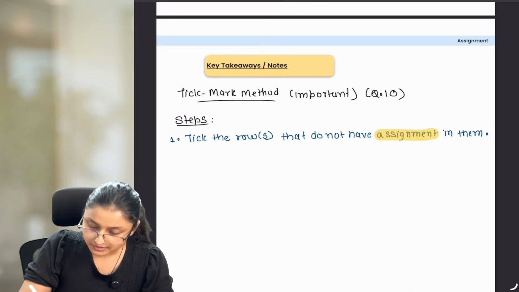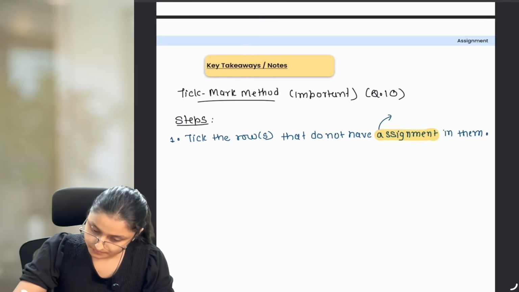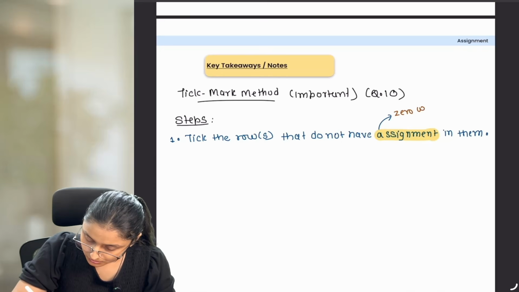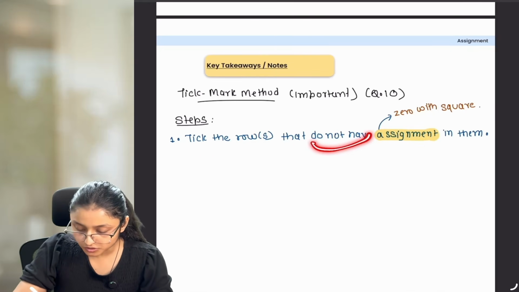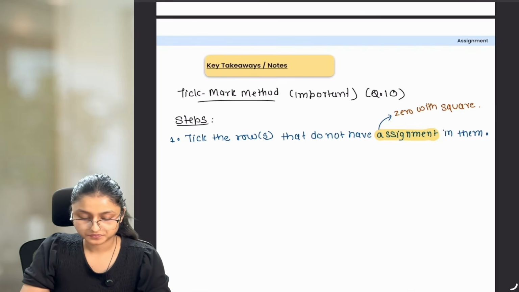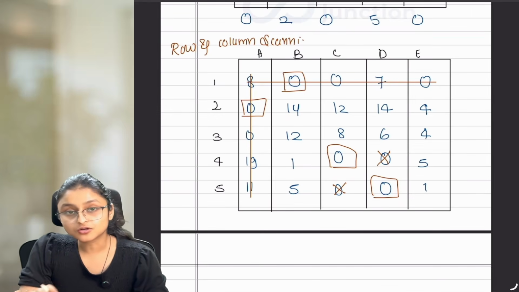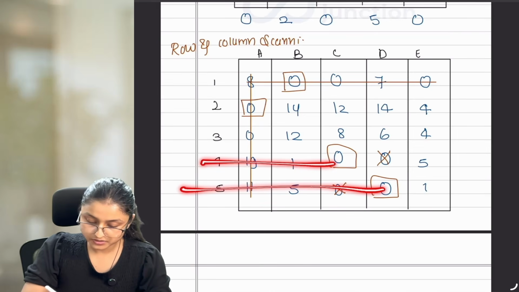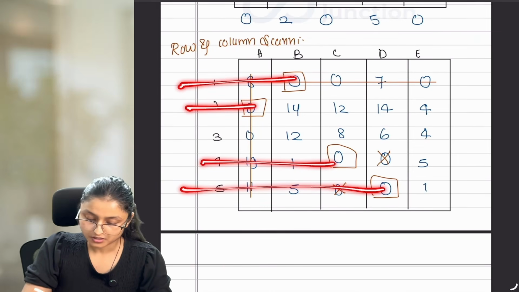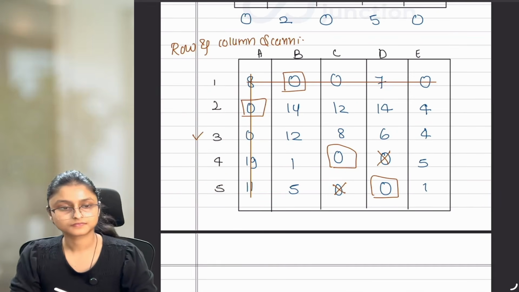Assignment means your 0 with square is assignment, right? So write it down: 0 with square. So when we say tick the row that does not have assignment in it, we want to tick a particular row which does not have 0 with square in it. Let's see this in our class notes. In this question, find out a row where there is no 0 with square. Here I have 0 with square. Here I have 0 with square. Here I have 0 with square. But this is the row where 0 with square is not there. Tick this particular row.